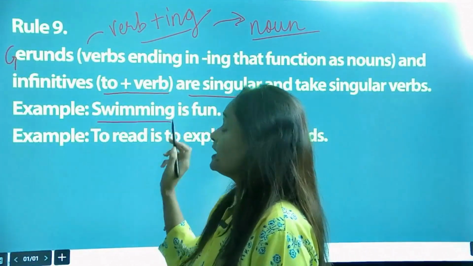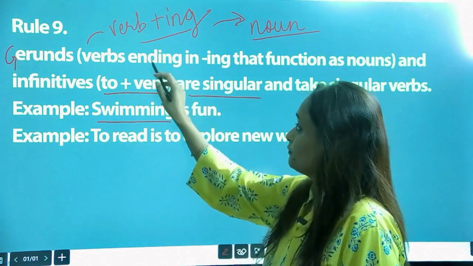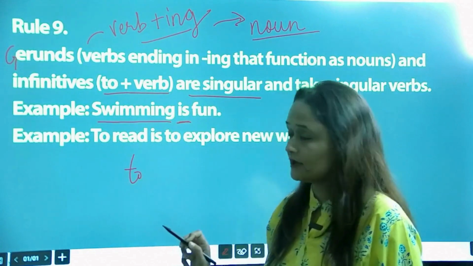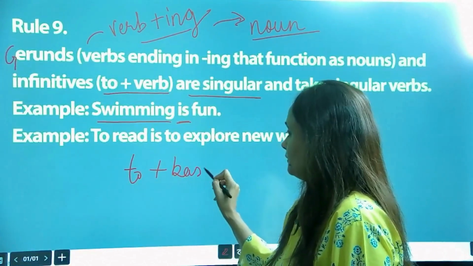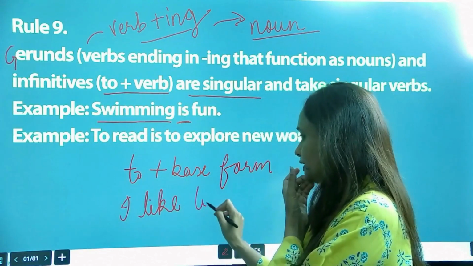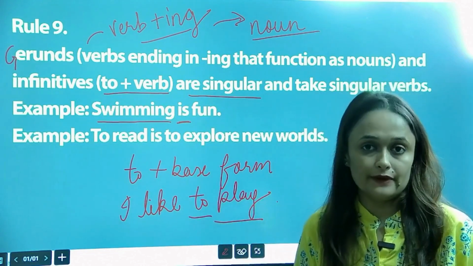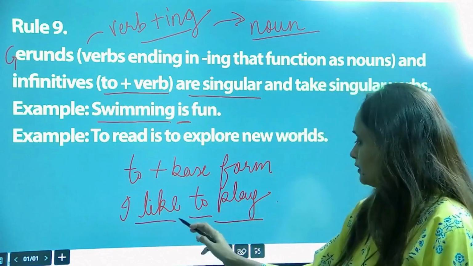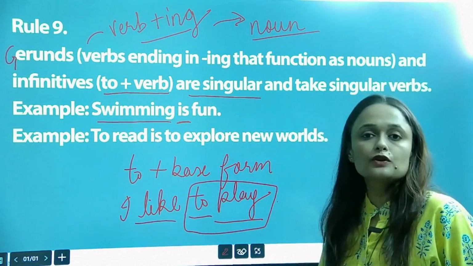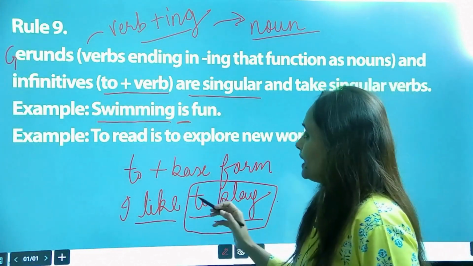For example, if I say swimming is fun, right? So swimming is fun. Always remember gerunds and infinitives. How do we make an infinitive? We use to plus the base form of the verb. I can give you one example. I like to play. So now this is the base verb, play. We have added "to" here, right? So the main verb is this. Both are verbs, but this is an infinitive, wherein we are not going to change this verb even if we are talking about present, past, or future, right?